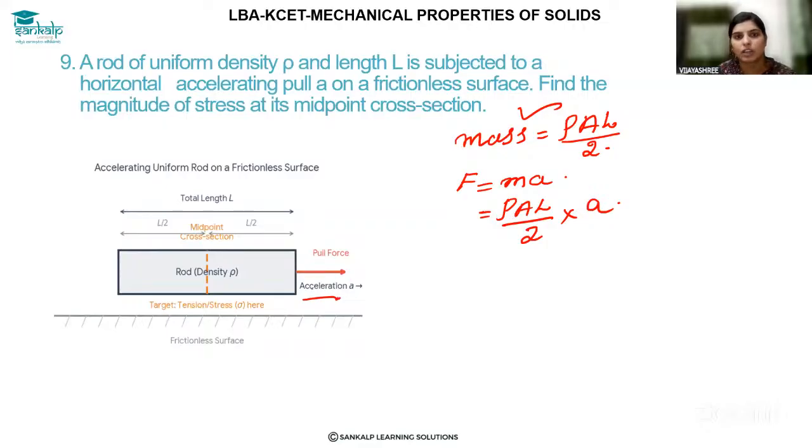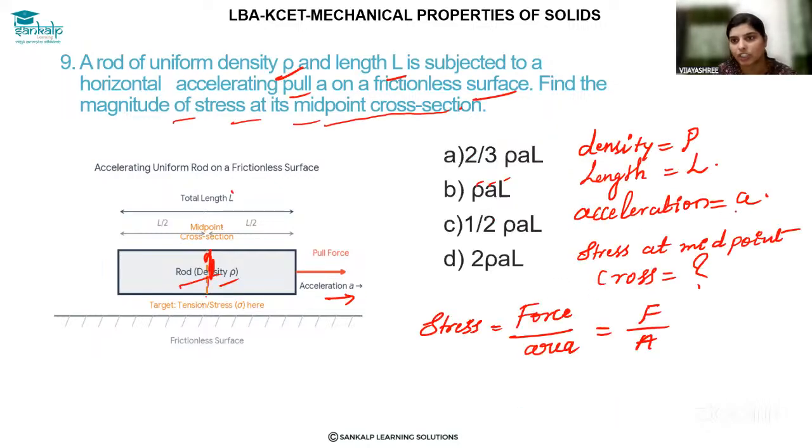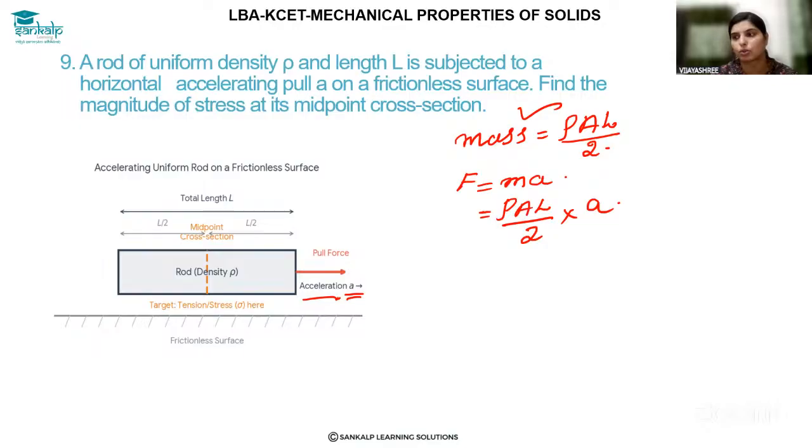so the pulling force creates acceleration a. Now we saw in the previous slide, acceleration is a. So when you pull the rod by force F, it will accelerate through acceleration a. So now force is equal to rho into A into L into a divided by 2. So now we can calculate stress, right.